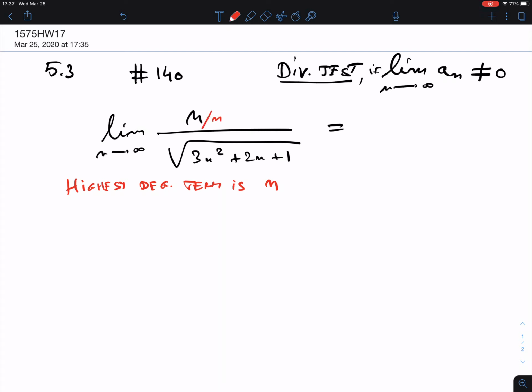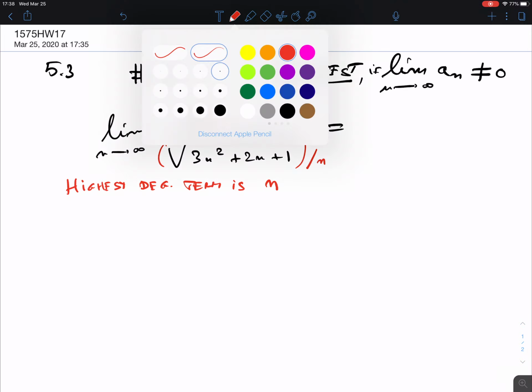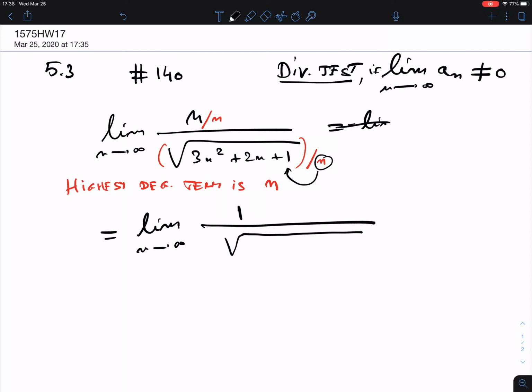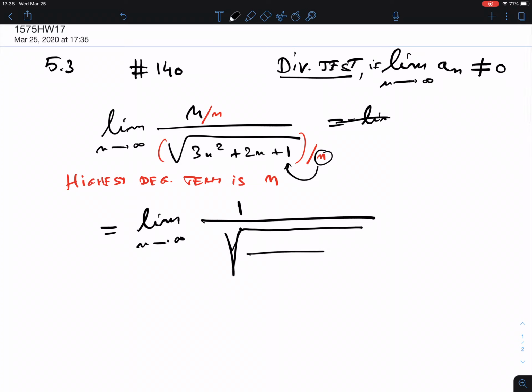Now we have to divide by that. We divide the whole thing by n. The top cancels and gives 1, but how do I handle the bottom? That's where we need one intermediate step. The trick is to bring the n inside the radical. When we do that, it becomes n squared, and then we have 3n squared plus 2n plus 1 over n squared.